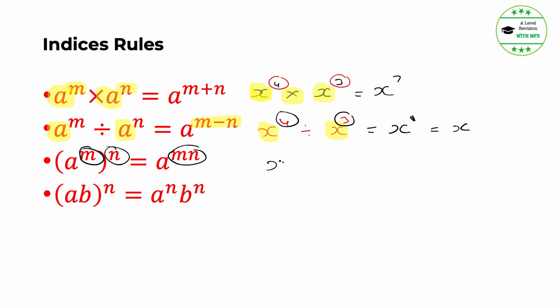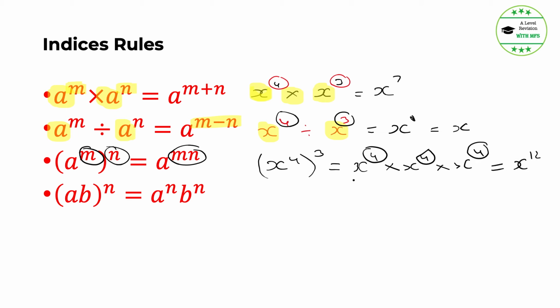If we had x to the power of 4 brackets 3, all that means is we have x to the power of 4 multiplied by x to the power of 4 multiplied by x to the power of 4, 3 times. And because we're multiplying and all the bases are the same, we would just add the exponents. So 4 add 4 add 4, and that would get us an answer of x to the power of 12.